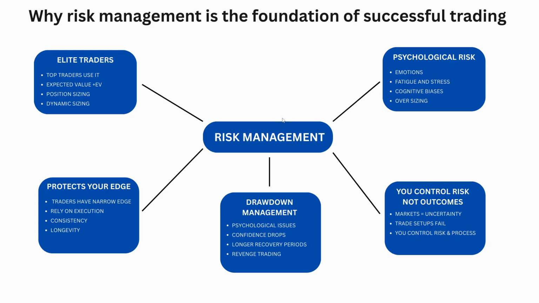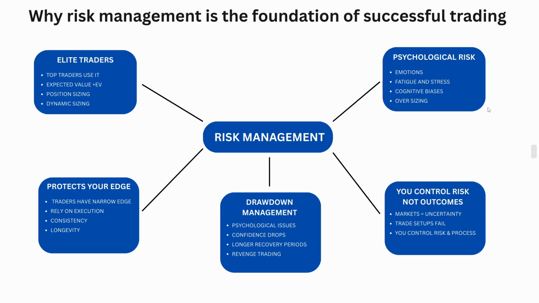Now, in terms of risk management, you have to think about your psychological risk. Unlike algorithmic systems, as a human trader, discretionary trading really depends upon your decision making in real time, which is then influenced by your emotions, a level of fatigue or stress, and cognitive biases such as confirmation bias. Overconfidence is one that I've just talked about. So without tight risk management, a single lapse in judgment can really lead to devastating losses that wipe out weeks, if not months, of your hard-earned gains.